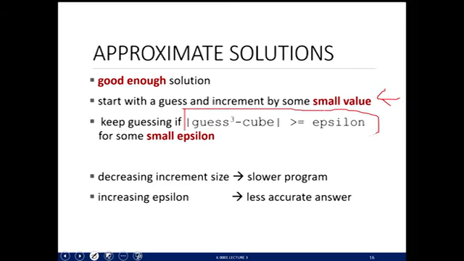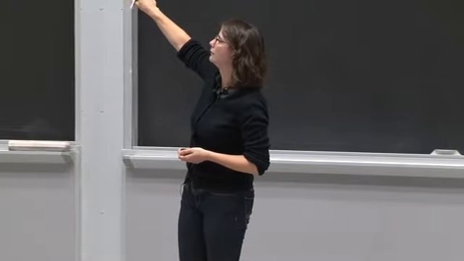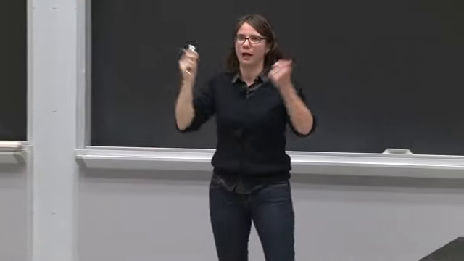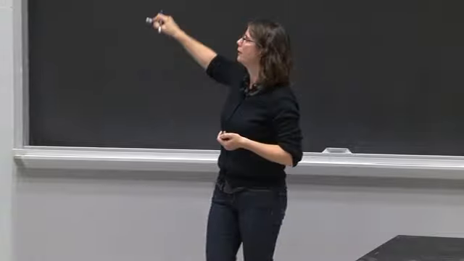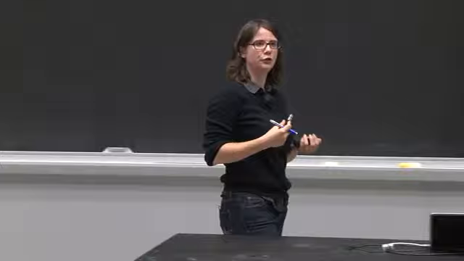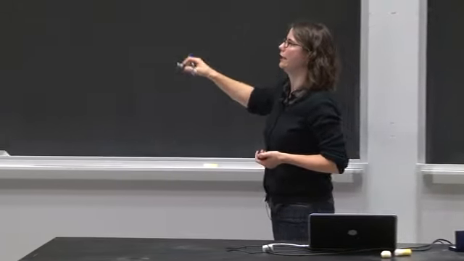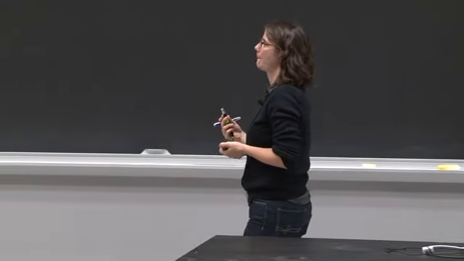In this program, we're going to keep guessing as long as we're not close enough. And close enough is going to be given by this epsilon value in the program. Okay? So as long as the guess cubed minus the cube, so how far away are we from the actual answer, is greater than some epsilon, keep guessing, right? Because the solution's not good enough. But once this is less than epsilon, then we've reached a good enough solution.